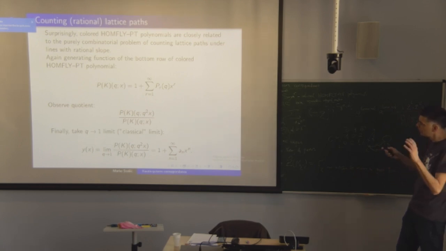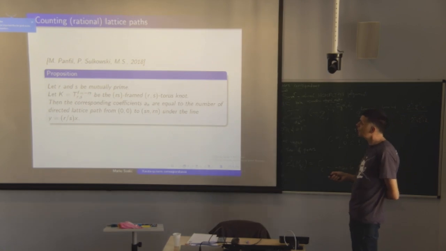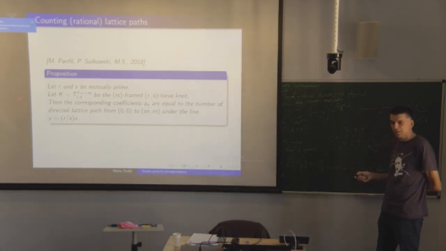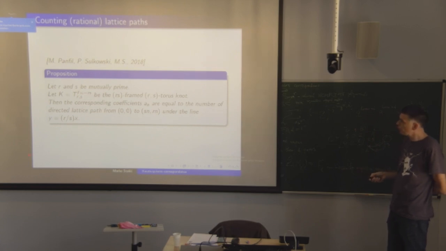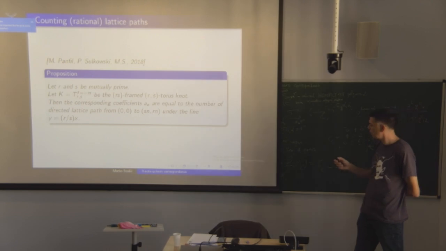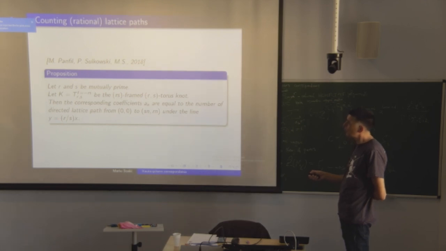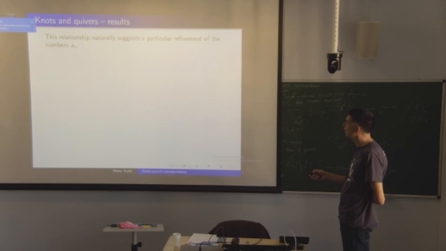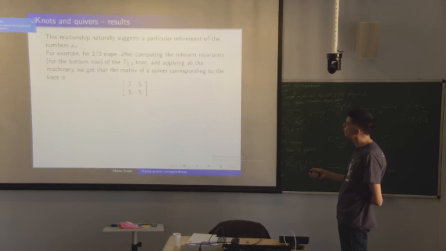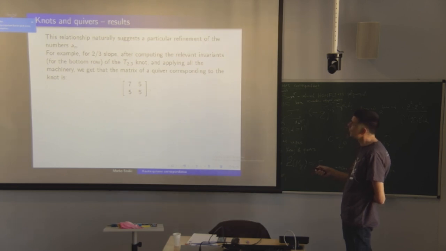So now there are a couple of steps, but the point is, I said you want a critical line of some slope, and there was some rational slope. Exactly, you take that rational slope and take that torus knot in the right framing. There are some technical details. Find this quotient, and out of it you can extract these numbers a_n. How?